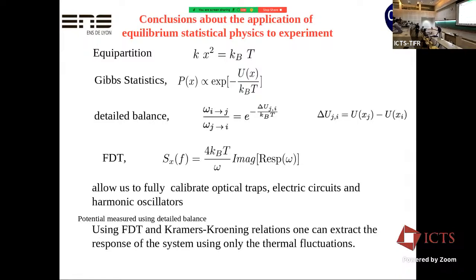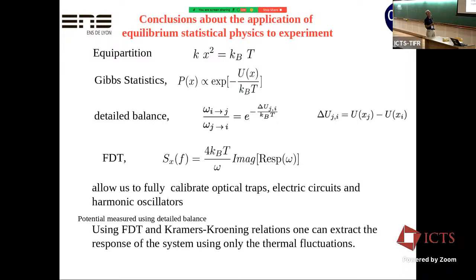Okay, thank you. So here is just to recall the main things that I discussed last time. The first point that I showed you is how many concepts of equilibrium statistical physics can be used on a practical level in experiments in order to calibrate instrumentation. We have seen, for example, that the main concept, of course, is equipartition, that allows you to calibrate the stiffness of optical tweezers or AFM cantilever.